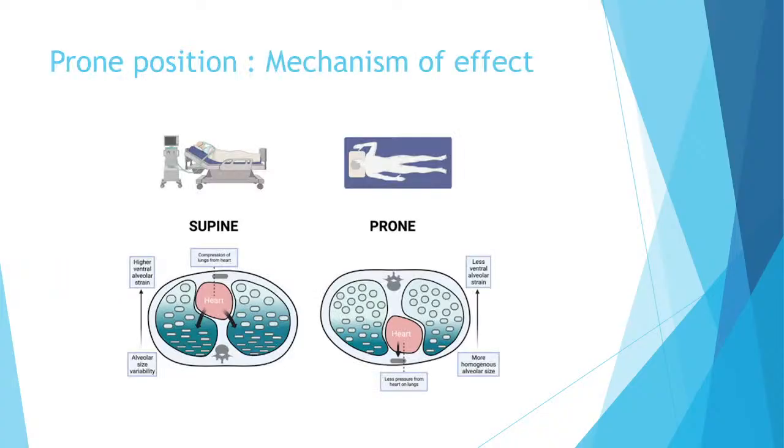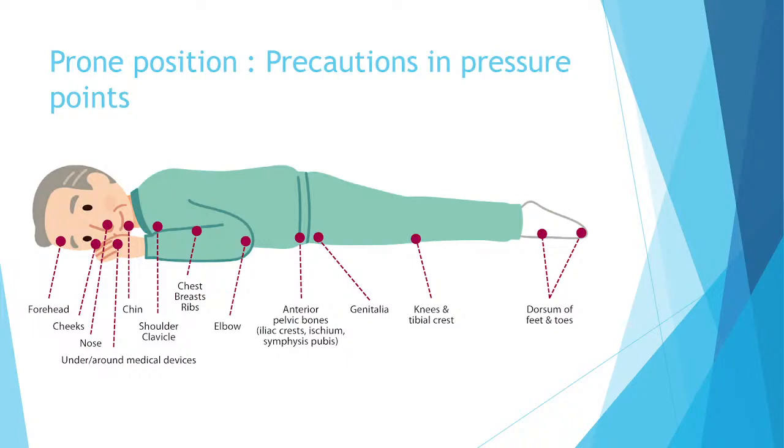Prone positioning. So this is just the physiology and mechanism by which prone positioning works. Once you keep the patient prone, there is less pressure from the heart on the lungs. There is more homogenization of the alveolar size and less alveolar strain, ventral alveolar strain. While keeping the patient in prone position, you have to keep in mind the pressure points.